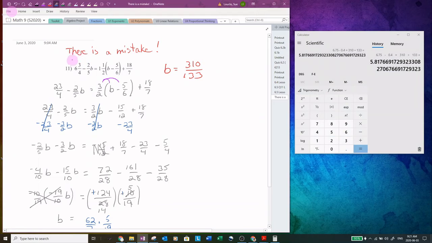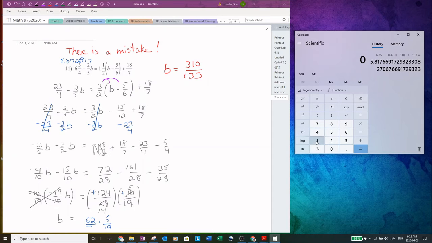And what I do is I will write it down right above the question, so the original question on my paper. So it's 5.81766917. Okay, let's do the other side. So we're going to clear that. We'll do the other side.